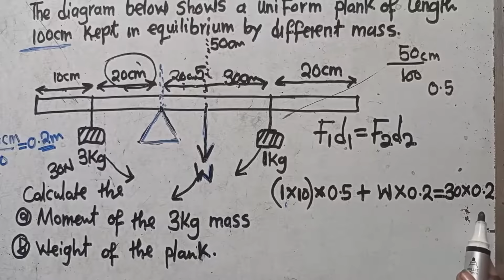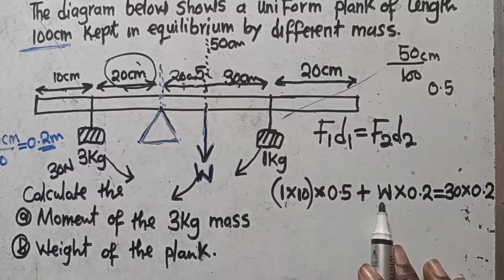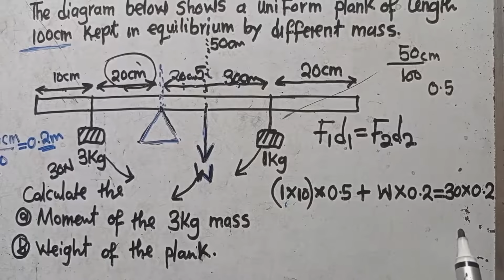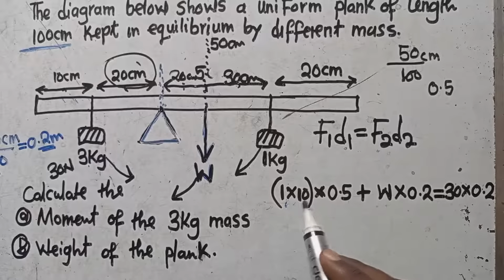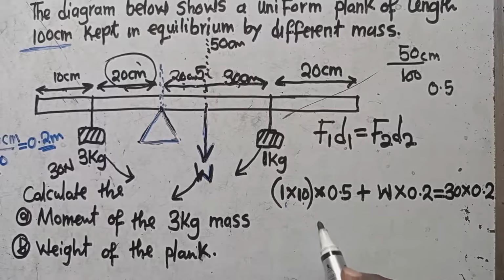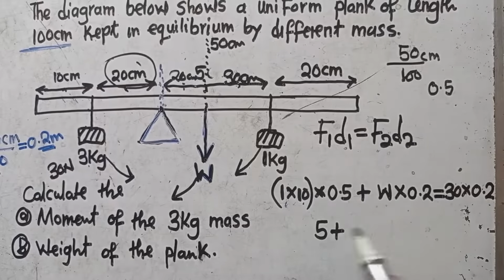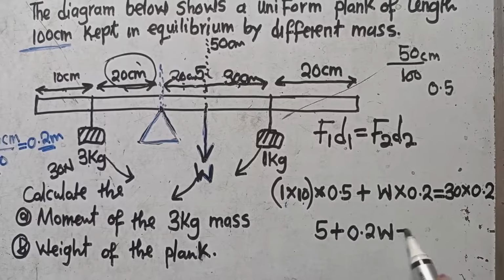Since this is the information, I need to calculate for W, that is the weight. So this is what I need to do. This is 10, isn't it? 10 times 0.5, that is 5. So I'm going to get 5 plus W times 0.2, I'm going to get 0.2 W, which is equal to, if I multiply 30 times 0.2, what answer am I getting? I'm getting a 6.